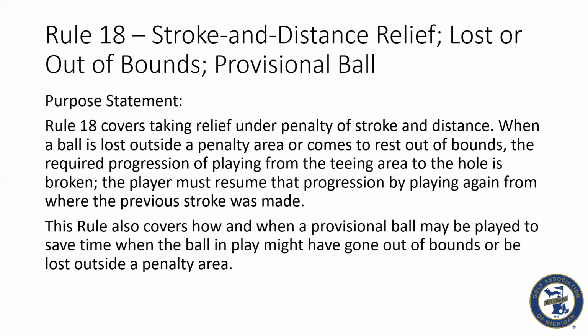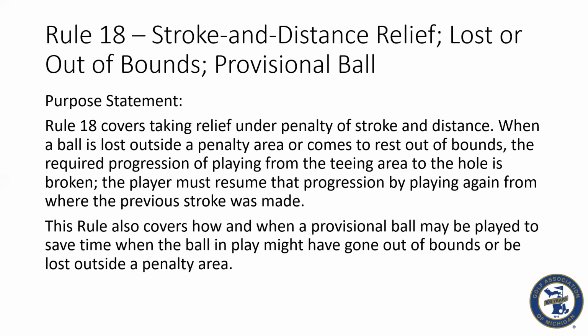And then we're going to talk about provisional ball as well. So Rule 18 covers taking relief under penalty of stroke and distance when the ball is lost outside of a penalty area or comes to rest out of bounds. The required progression of playing from the teeing area to the hole is broken. The player must resume that progression by playing again from where the previous stroke was made.